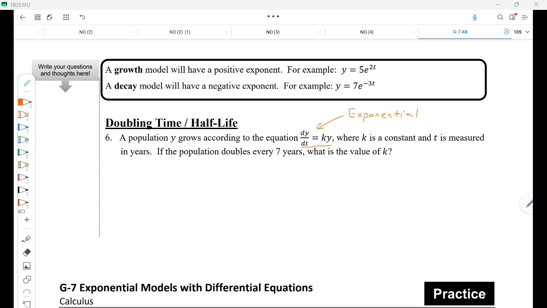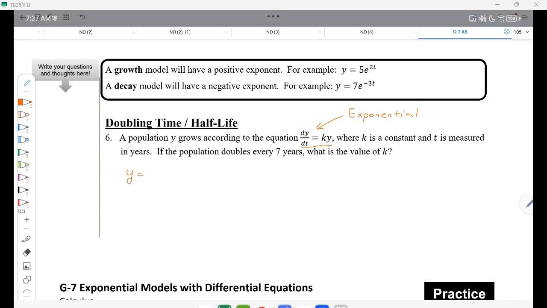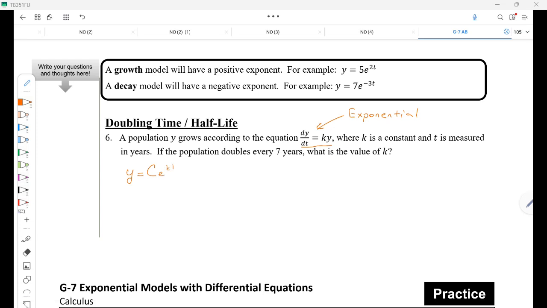So I'll just write it as exponential, which means that you know that the solution to this is y equals Ce^(kt). You know that. You don't have to solve it. You don't have to figure it out. So they want us to find the value of k if the population doubles every 7 years.